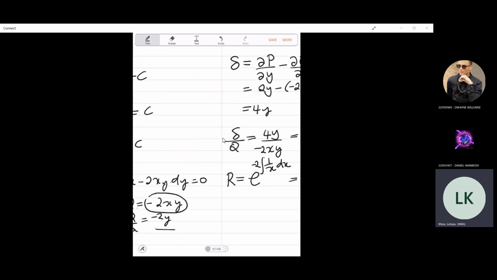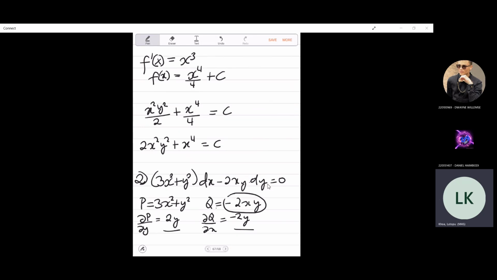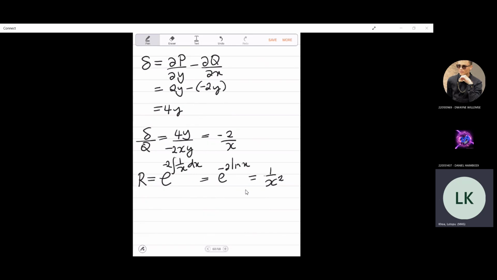What we do is we multiply the differential equation by the integration factor. So I have 1 over x squared here, 1 over x squared there, and then what I should have after that should be exact. So what I will have is 1 over x squared. I multiply that by p, which is (3x squared plus y squared) dx, and then minus 1 over x squared times 2xy dy. This is equal to 0. So this gives us (3 plus y squared over x squared) dx, then minus y over x.